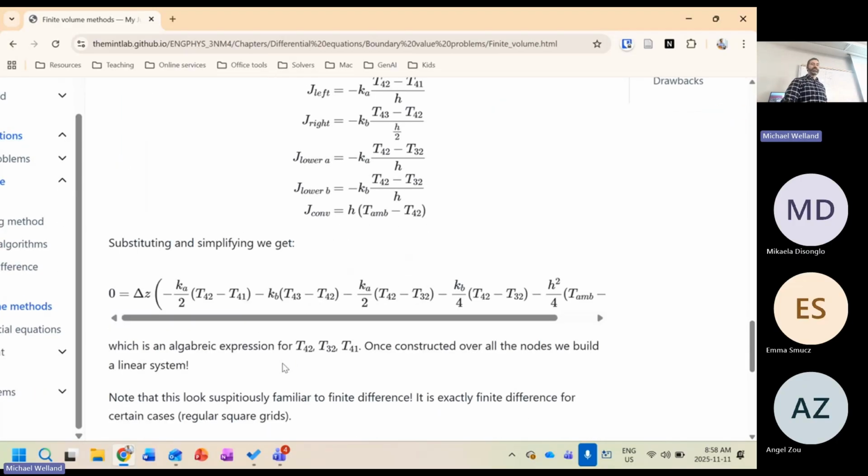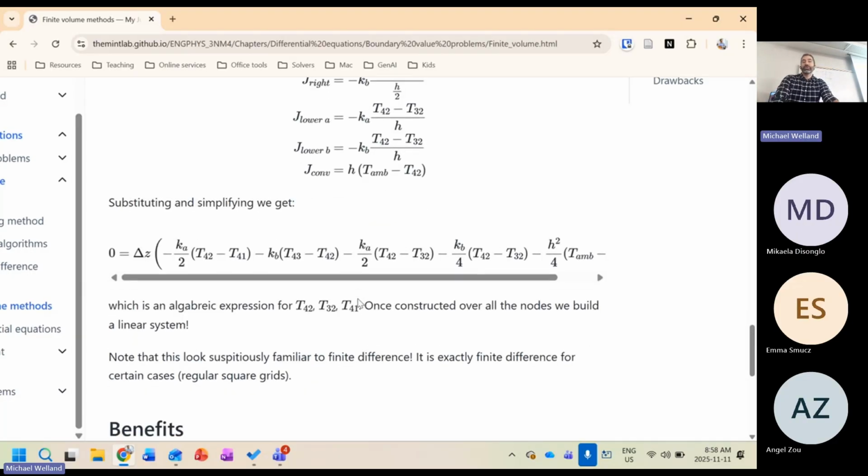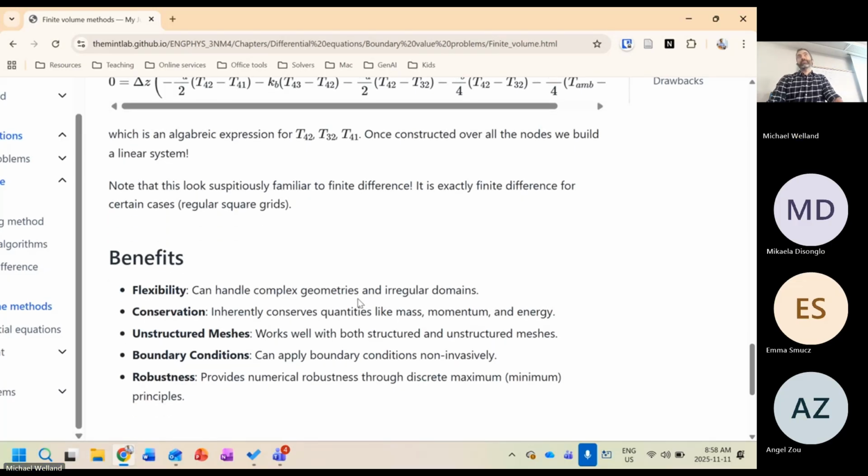You're going to get a whole bunch of these equations. They're going to have your unknown vector, which is your T quantities, your temperature quantities. And then you just solve that as a linear system. Okay.